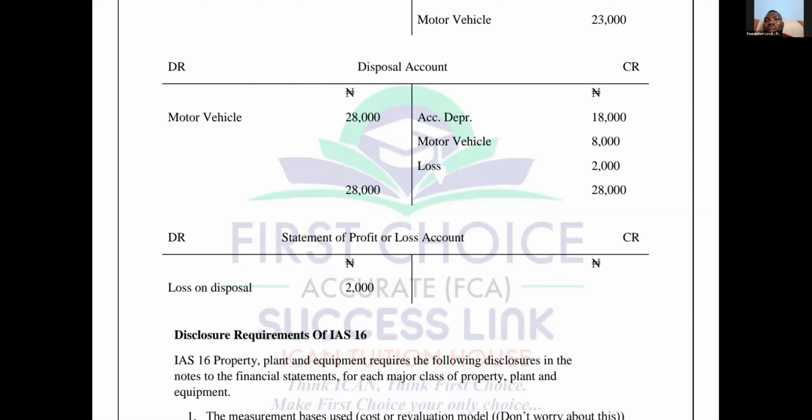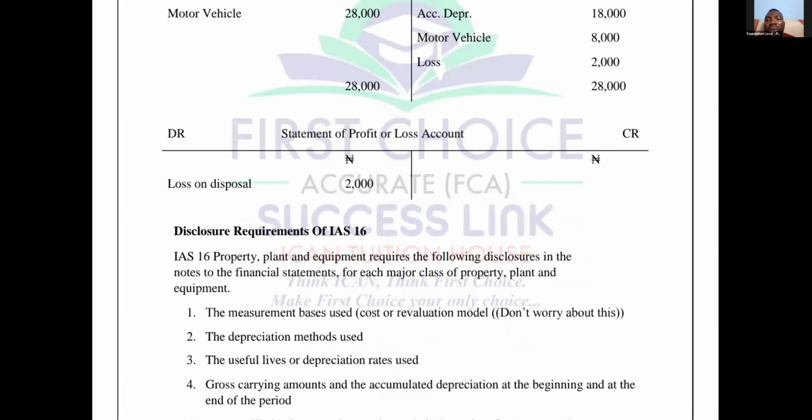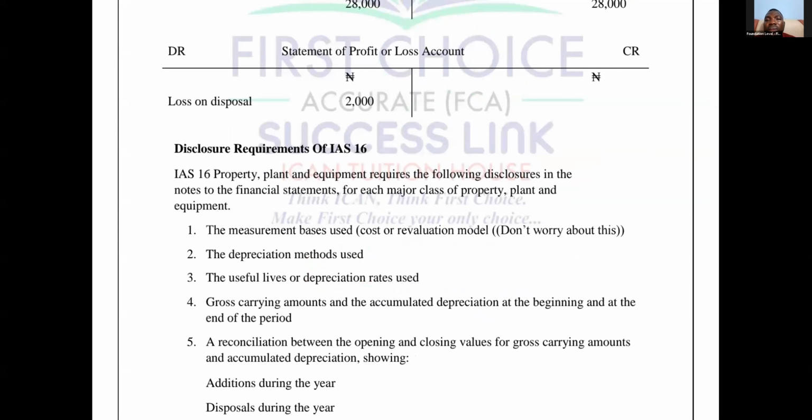Once you close the account, you're going to get a loss, because the debit side of your disposal account is higher than your credit side. So it means your balancing figure will be on the credit side. Anytime your balancing figure is on the credit side of the disposal account, it is regarded as a loss. And that loss will be found under the statement of profit or loss.